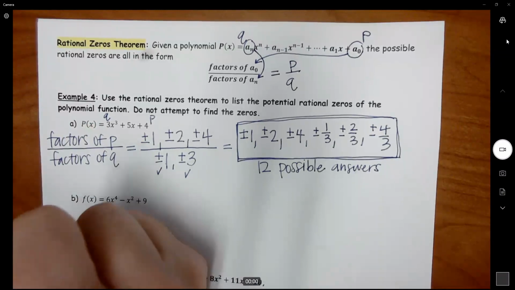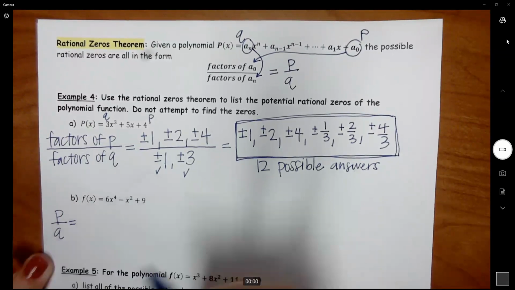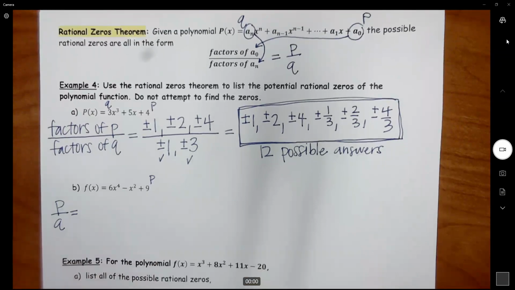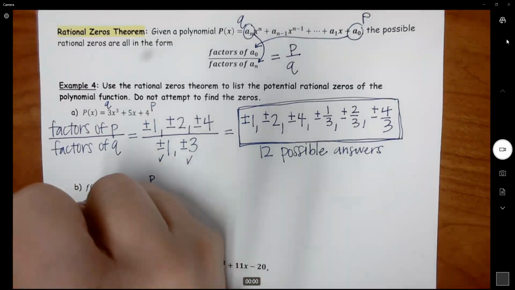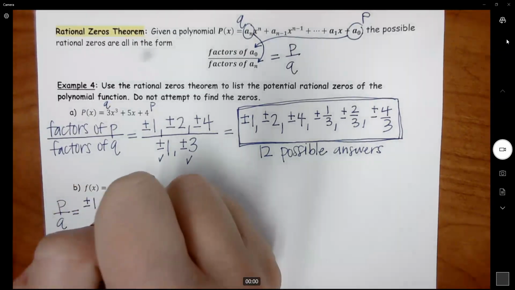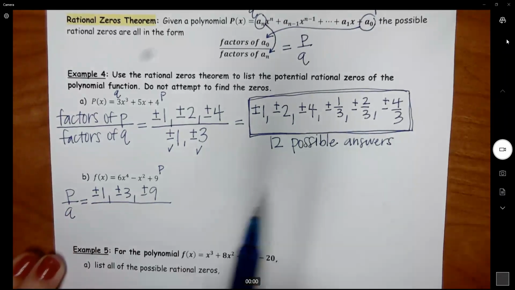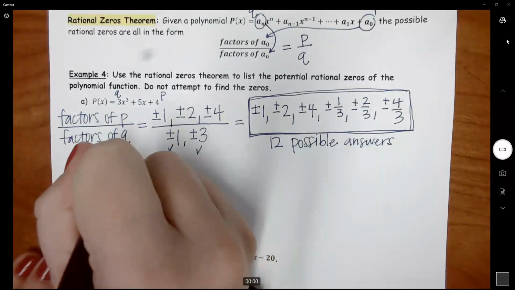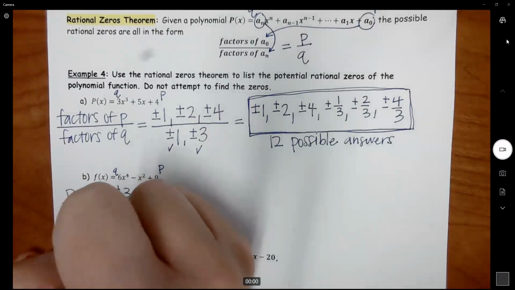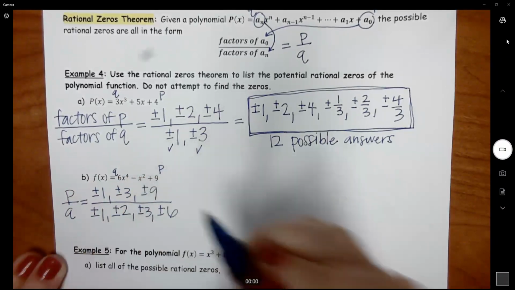Let's do the same thing on B. I'm going to do the factors of P over the factors of Q. My P is 9. So to get to 9, I can do 1 times 9 and 3 times 3. So this is plus or minus 1, plus or minus 3, plus or minus 9. Over. My Q is 6. And that's going to be plus or minus 1, plus or minus 2, plus or minus 3, and plus or minus 6.